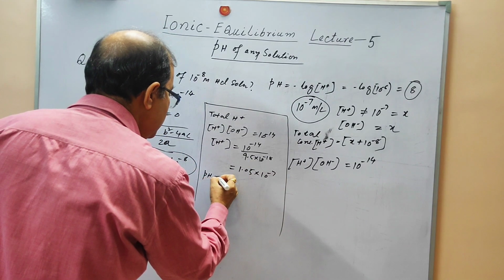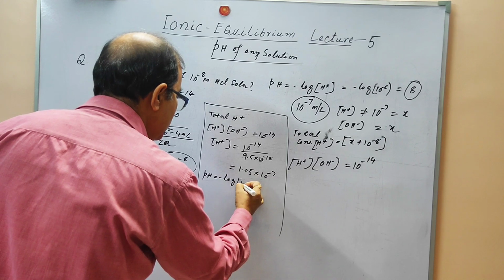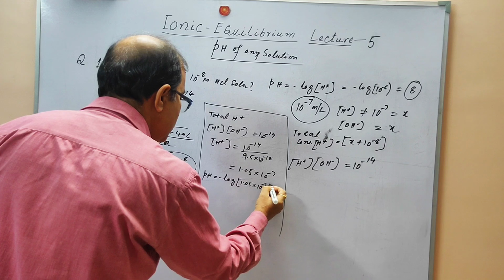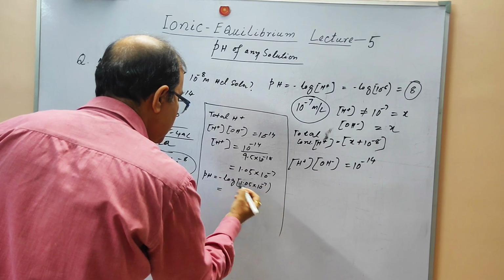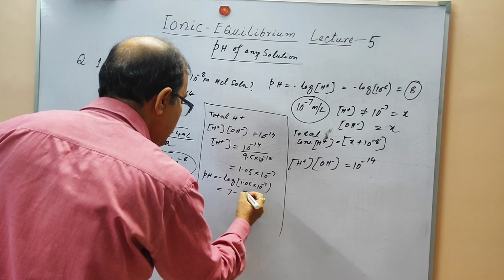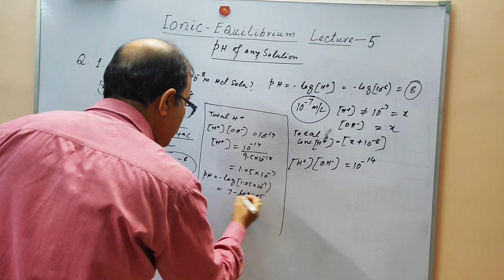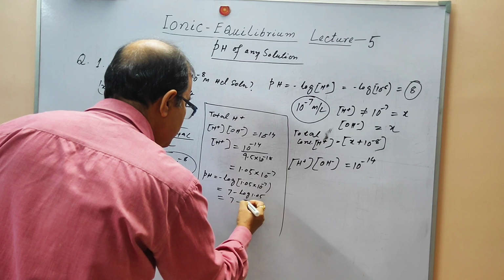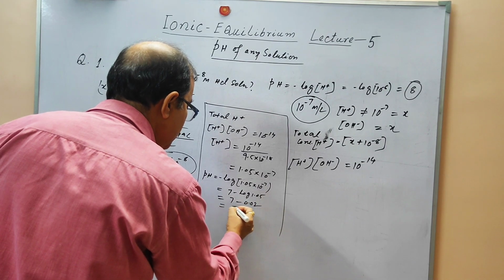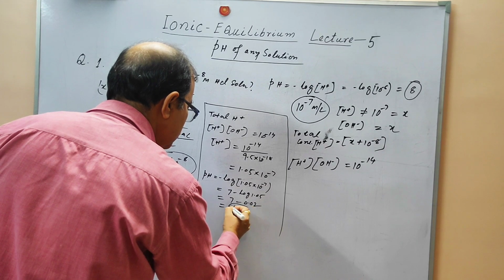So we know what pH is. pH is basically the minus log of the hydrogen concentration, which is 1.05 into 10 to the power minus 7. So it will come around 7 minus log of 1.05, and log of 1.05, if you see, is 0.02, and it will come around 6.98.